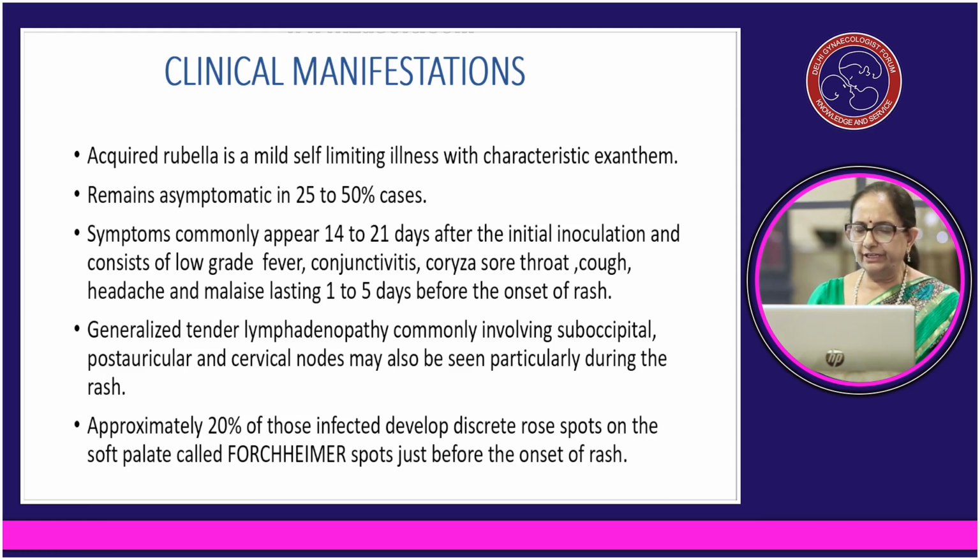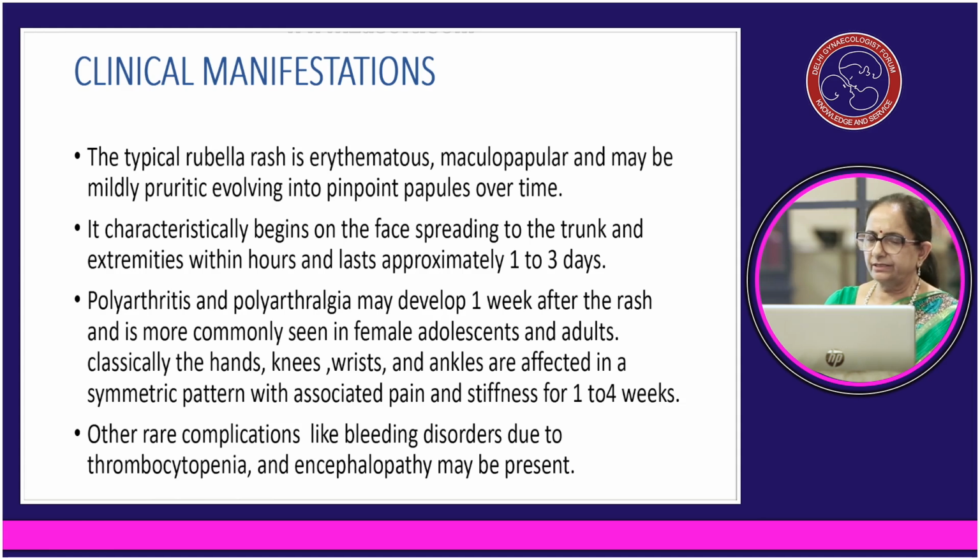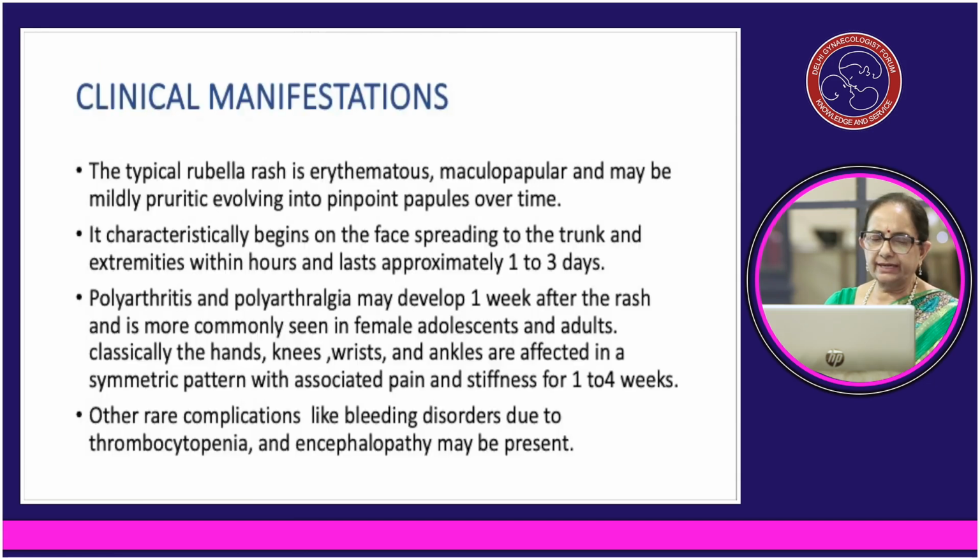Generalized tender lymphadenopathy, commonly involving suboccipital, post-auricular, and cervical nodes, may also be seen, particularly during the rash. Approximately 20% of those infected develop discrete rose spots on the soft palate called Forchheimer spots just before the onset of rash. The typical rubella rash is erythematous, maculopapular, and may be mildly pruritic, evolving into pinpoint papules over time. It characteristically begins on the face, spreading to the trunk and extremities within hours and lasts approximately 1 to 3 days.